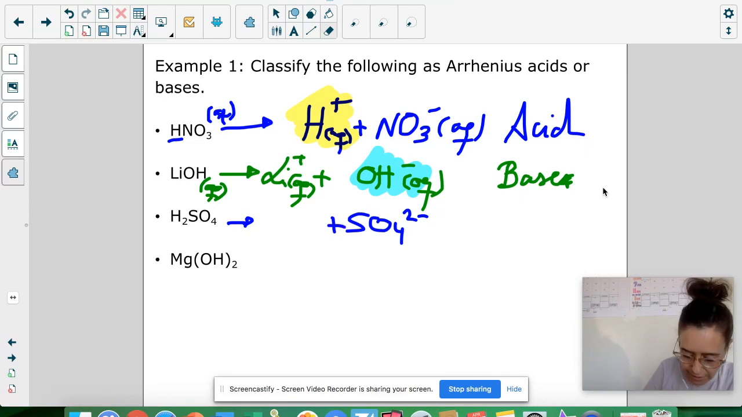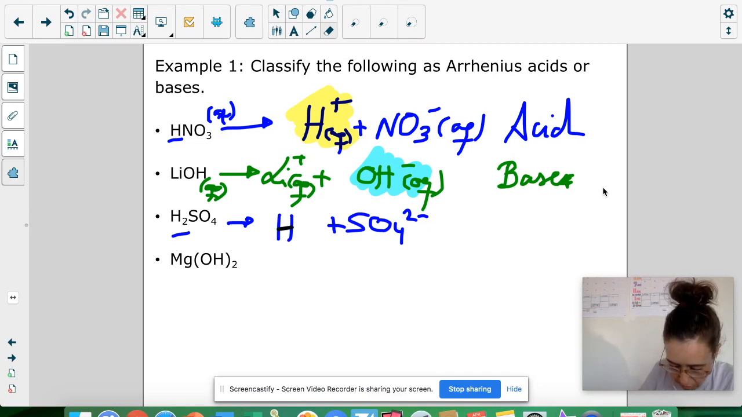What we have left is 2 hydrogens here. So what you do is you write a hydrogen ion. You cannot do it with a 2+ because that doesn't exist. Hydrogen ions only have 1 positive charge. So you write the hydrogen ion. And now we balance and we see that we have 2 hydrogen ions, so you write a 2 here.